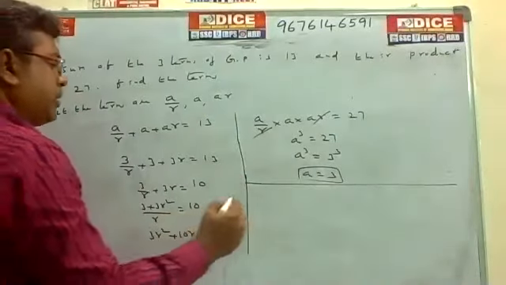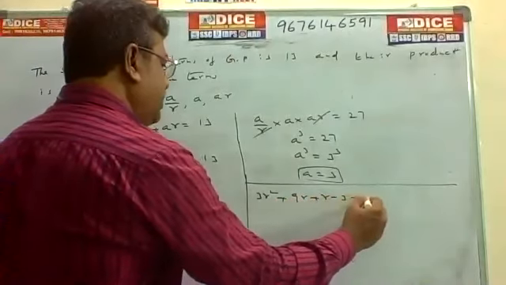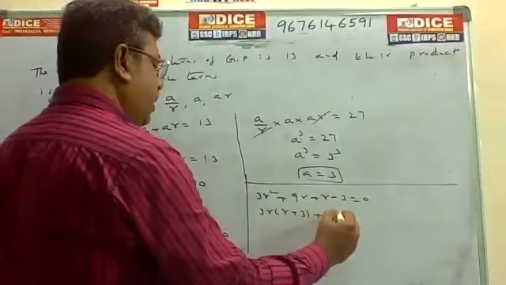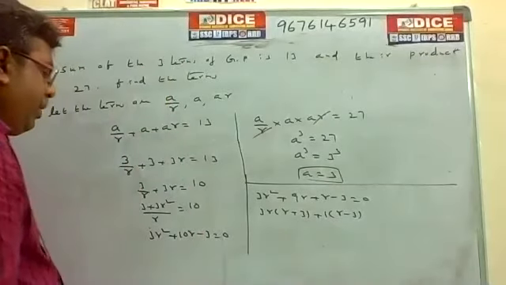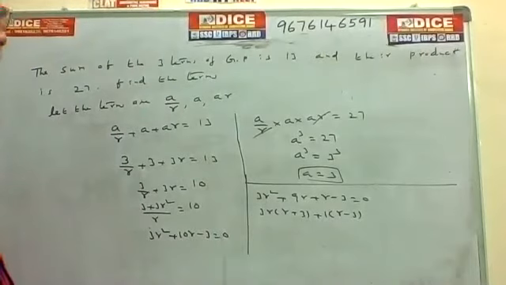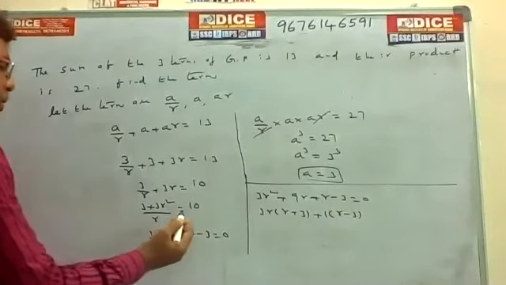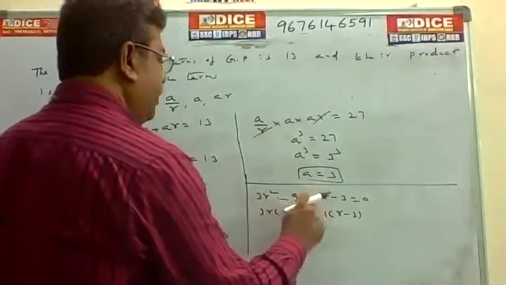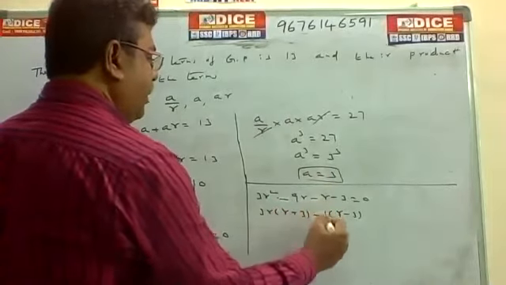For this one, we will find the product. 3R square minus 9R minus R plus 3 is equal to 0. So 3R common, R minus 3, minus 1 common, R minus 3. Sorry, this is minus 1. Now here we can take minus 1 common, R minus 3.